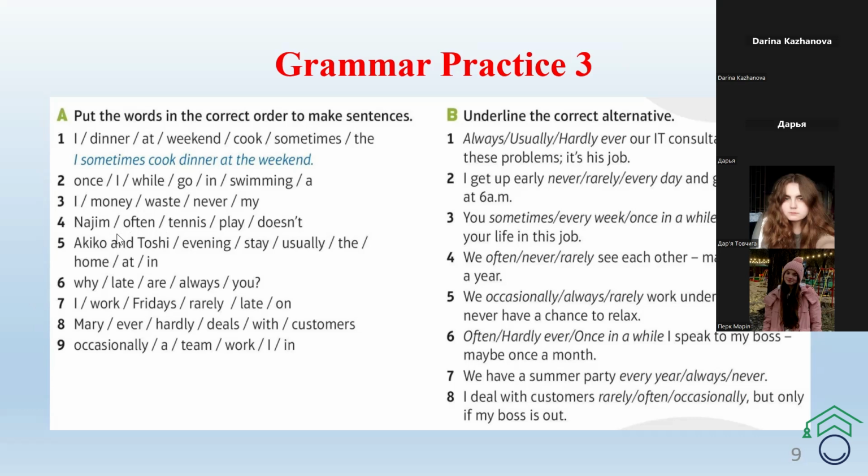Dasha, please. Sentence 4. Najim doesn't often play tennis. Well done. Doesn't often play tennis. We've got two verbs here: one auxiliary, doesn't, and the main verb, play. We put our adverb of frequency before the main verb. Yeah, doesn't often play tennis. You're right.